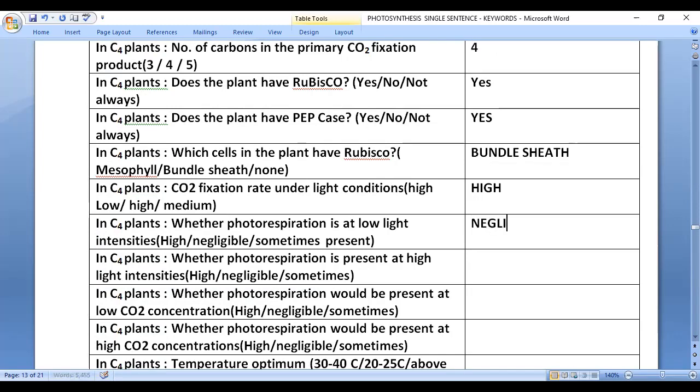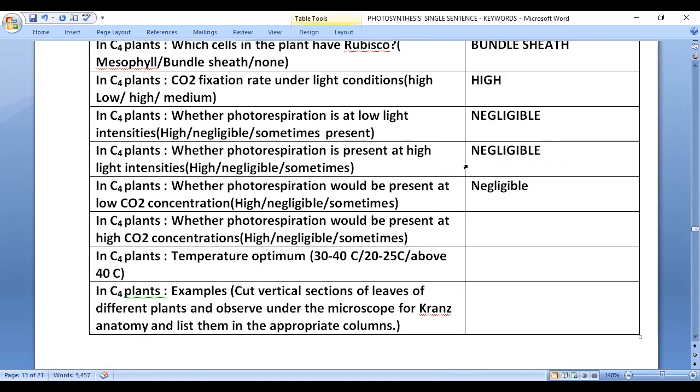Negligible. Is photorespiration present at high light intensities: high, negligible, or sometimes present? Negligible. In C4 plants, would photorespiration be present at low carbon dioxide concentration? Negligible. In C4 plants, would photorespiration be present at high carbon dioxide concentrations? Negligible.